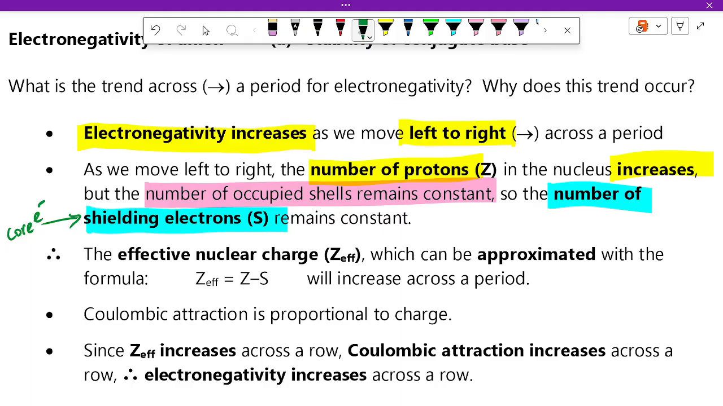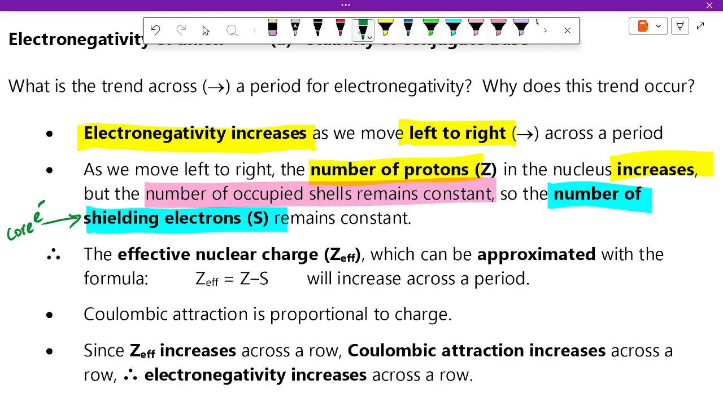Wouldn't electrons get added? Electrons do get added, but they all get added to the same shell. So then, going this way, it would become smaller and smaller, because it gets pulled in closer and closer. So the atomic radius gets smaller and smaller. But the protons still get added, so you've got more protons, which brings it in closer and closer, but you don't end up with any more core electrons repelling those outer ones more, so the size just gets smaller and smaller.